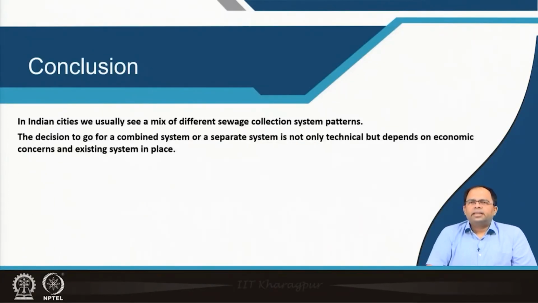So, that takes care of the different types of systems. We can conclude by saying that in Indian cities we usually see a mix of different sewage collection system patterns. There is no single pattern that is used. We see a mix, and sometimes it is beneficial to have a mix of patterns. The decision to go for a combined system or a separate system is not only technical, but depends on economic concerns and also the existing system in place.